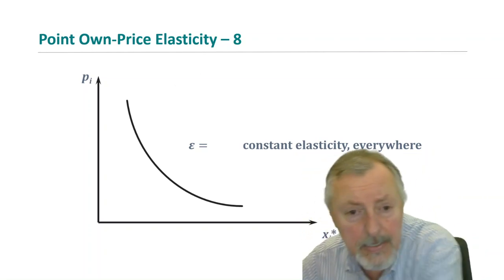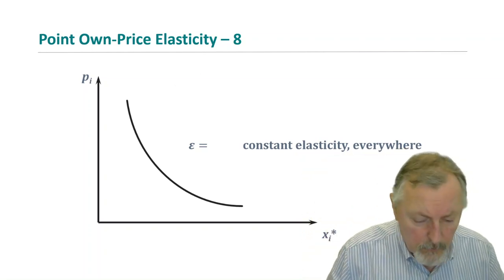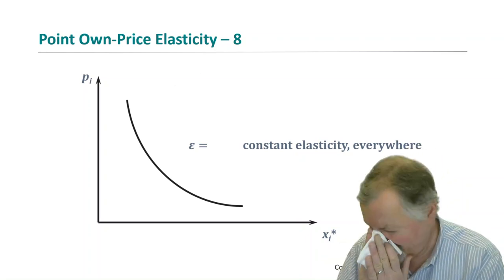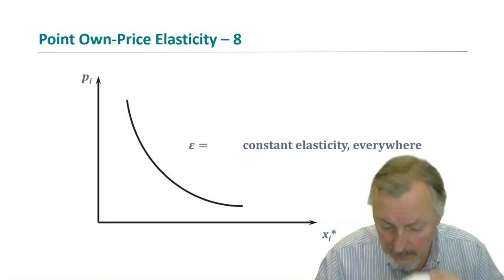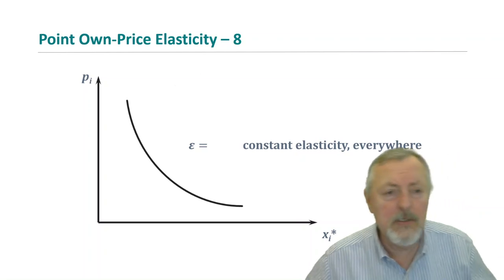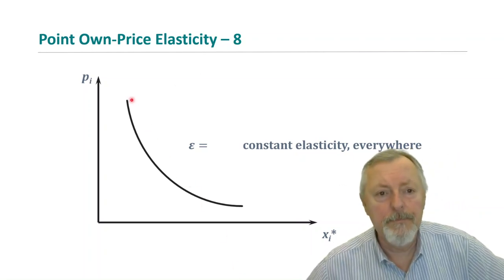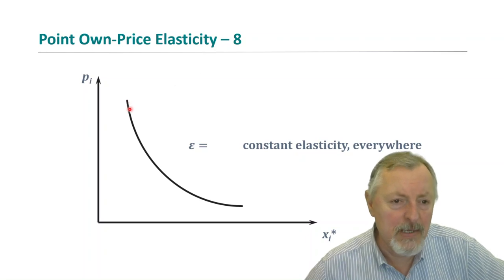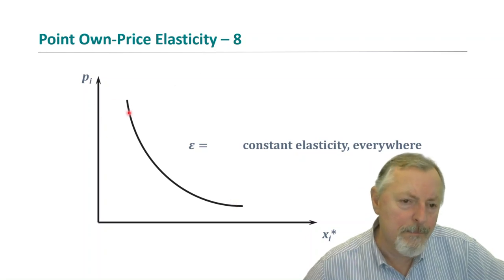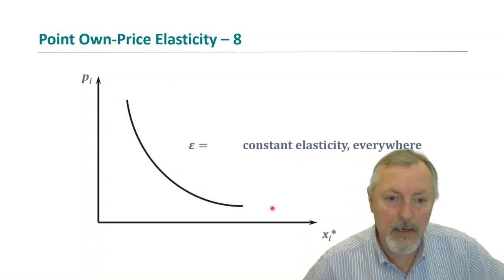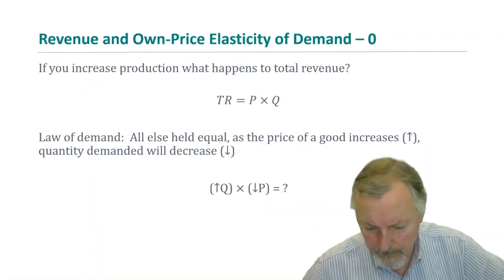Now, what would a curve look like if there was constant elasticity? Excuse me. This is a reasonable representation of that. This curve would have the same elasticity at a high price as at a low price. But the slope changes. It's because you're dividing by a different number.